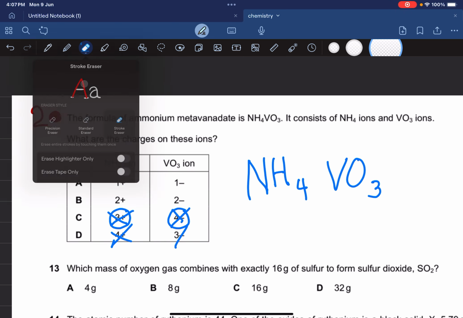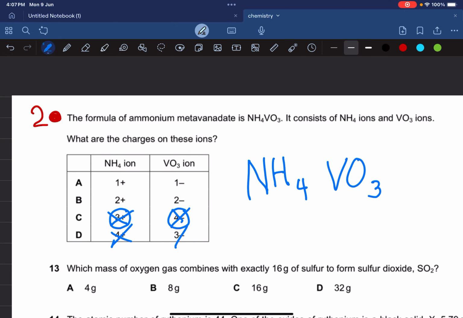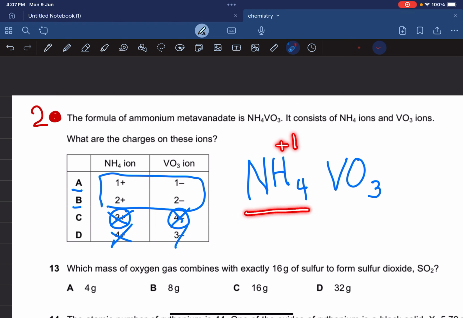Okay. Now in option A and option B, both are equal charges, so both can be possible. And here comes the part of learning: you have to learn that an ammonium ion has a +1 charge, and in order to balance out a +1 charge, you should have an equal and opposite charge on this metavanadate ion, so it must be a -1. So which makes option A correct.